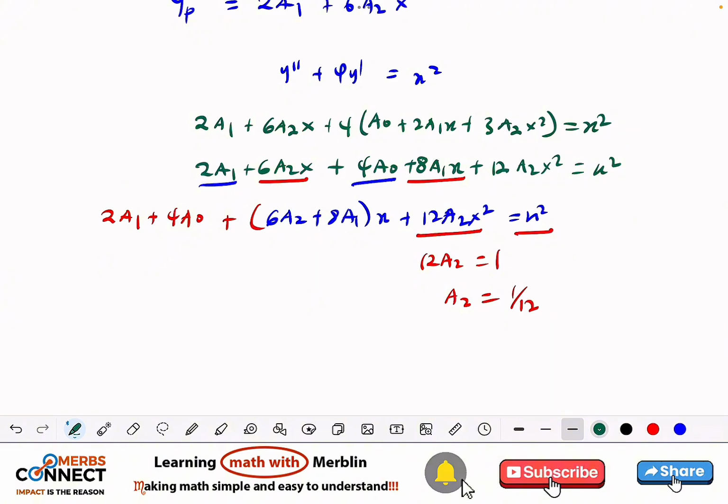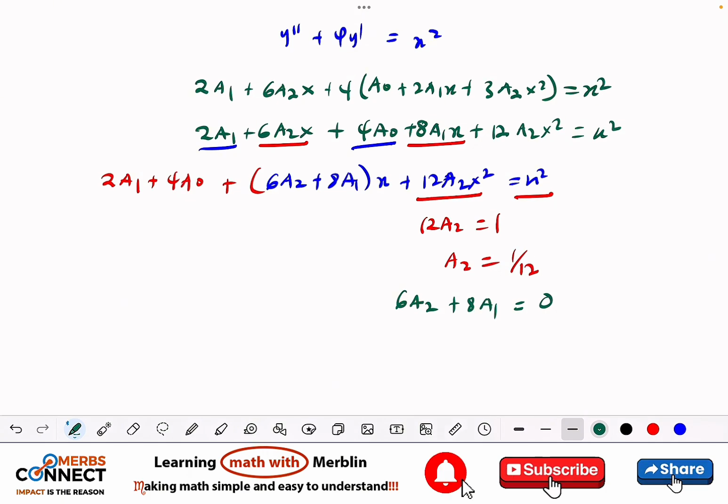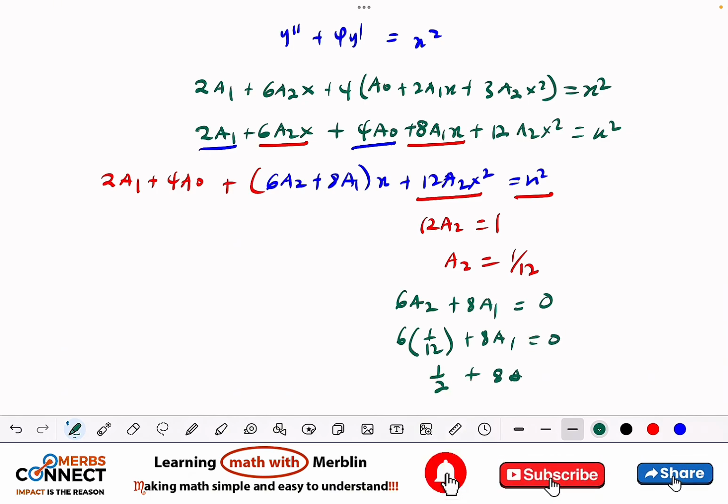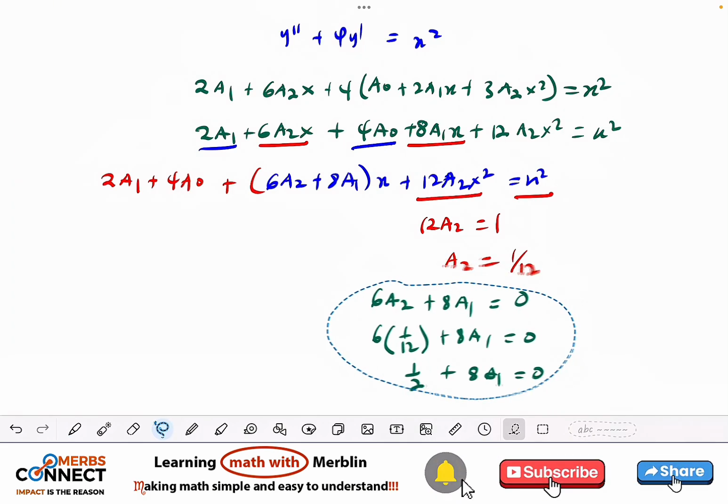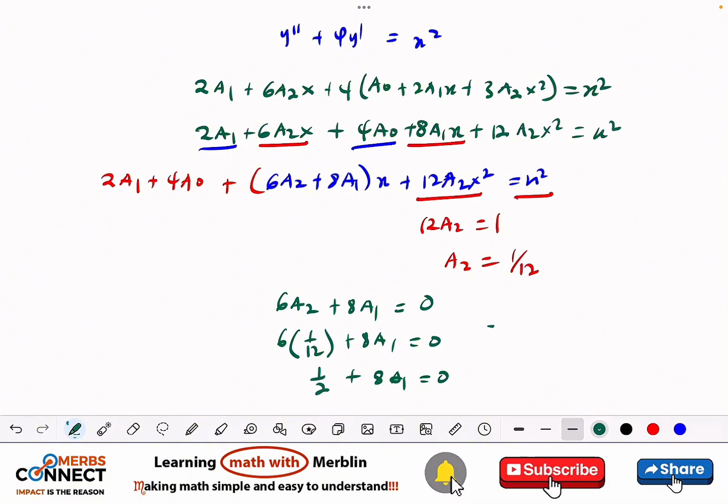So this is going to give us 6a2 plus 8a1 is equal to 0. a2 is 1 over 12, so 6 times 1 over 12 plus 8a1. Multiply this, and this is going to give us 1 over 2 plus 8a1. This is equal to 0. And I think this one will help us to find a1. So this implies that 8a1 is equal to minus 1 over 2. And when I divide by 8, I get a1 to be minus 1 divided by 16.